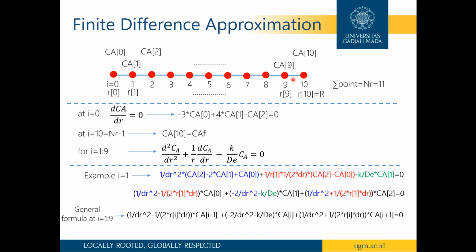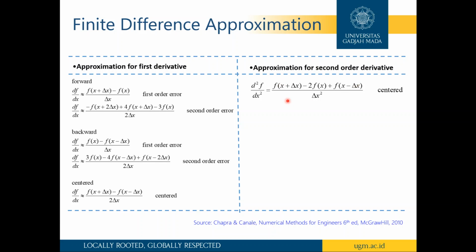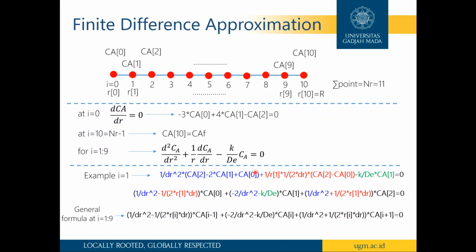Then for i up to 9 here, we have this differential equation, and here we will convert it to an algebraic equation using FDA. For the d2CA over dr squared, we can use this formula, and for example, for i equal to 1, we will obtain this blue equation. Similarly, we convert 1 over r multiplied by dCA over dr using the center approach, which is equal to this one for i equal to 1. The good thing is that at an interior point such as i equal to 1, you have the value on the left and the value on the right, so you can use the center approach.